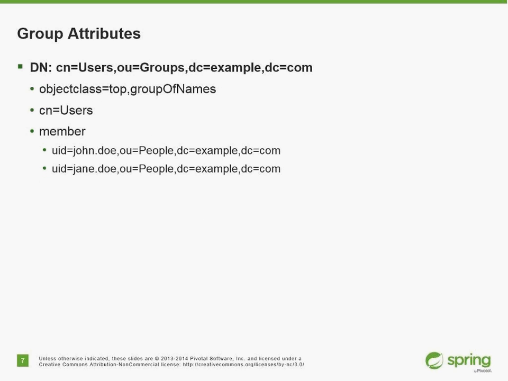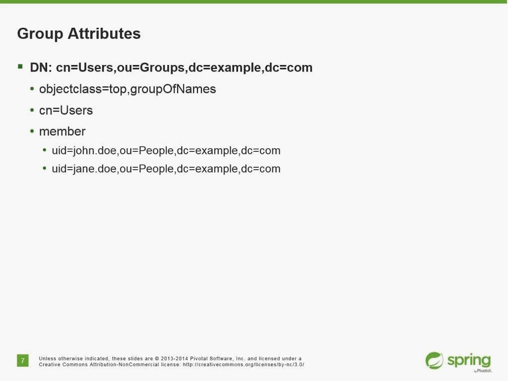So looking more closely at the group node, this is the users node. We have the distinguished name at the top there. A group is typically of one of two different object classes. This one is a group of names. The other one is usually called a group of unique names. And you would usually define two attributes for a group node. That's a CN, once again, the common name of the group, and the member attribute.